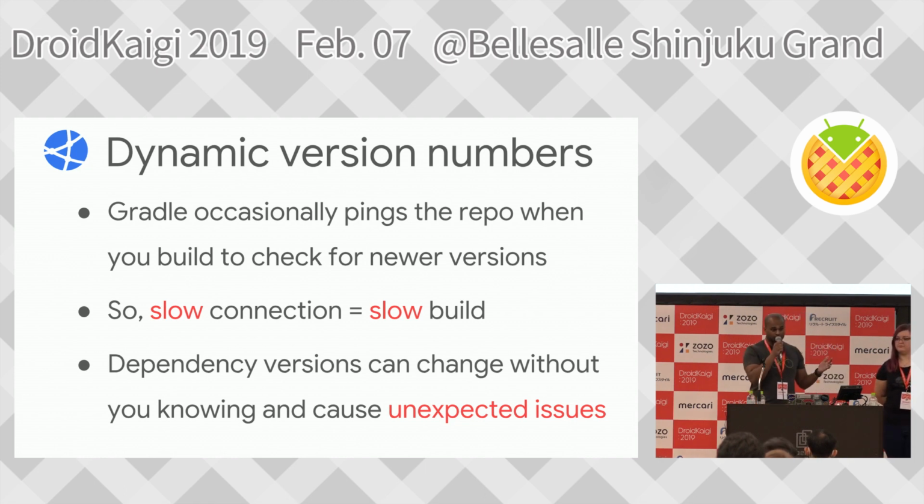So if you have multiple dependencies that are using dynamic version numbers, or if you have a slow connection or both, you're going to see a lot of slow builds. Another thing that is actually very troublesome with using dynamic version numbers is that versions for your dependencies can change without you knowing. So you could be building your app and you could get into a build break and you won't know whether it was your code changes or whether it was a dependency, and it's a lot harder to troubleshoot that if you don't know what's going on between builds.